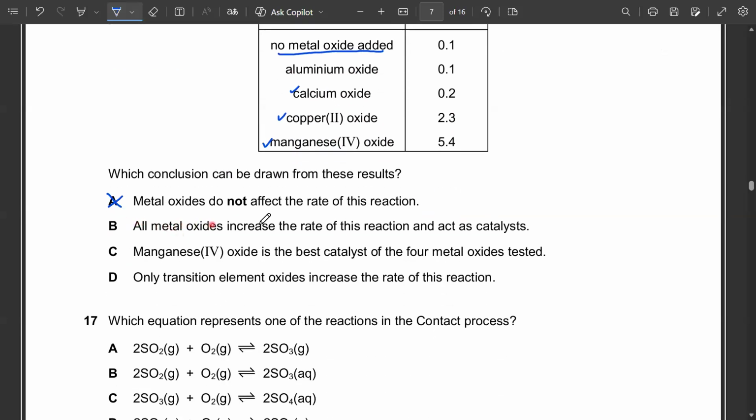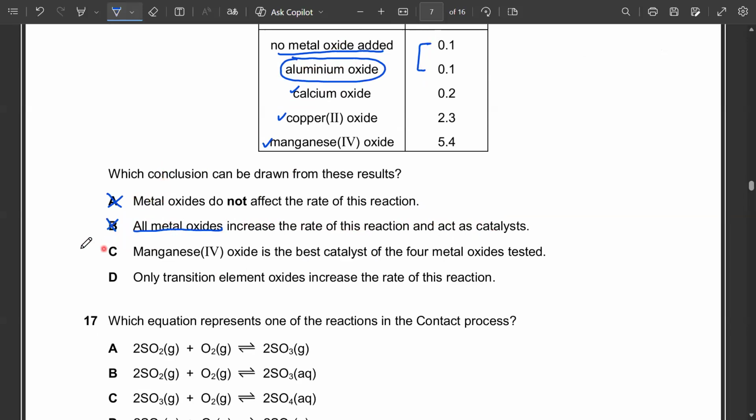Option B says all metal oxides increase the rate of the reaction and act as a catalyst. It says all metal oxides. But here, aluminum oxide is not affecting the rate of the reaction, because there is clearly no difference between no metal oxide and aluminum oxide. So we cannot consider aluminum oxide here.